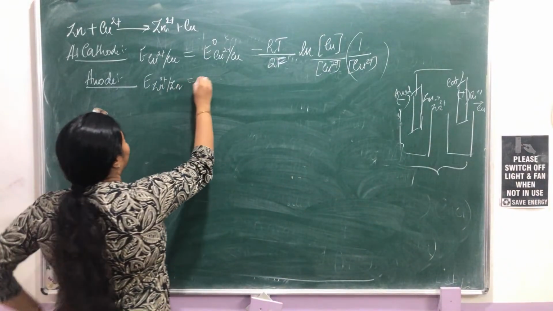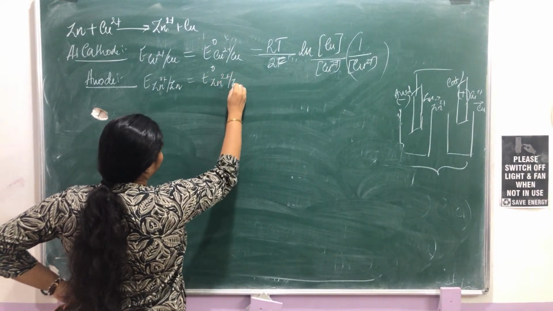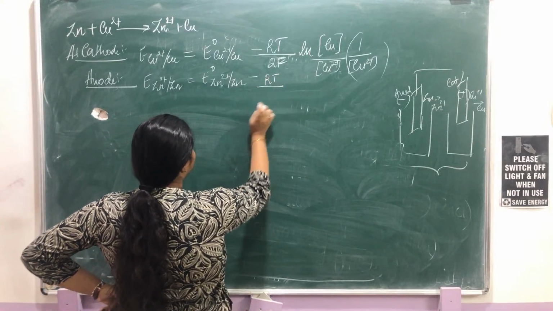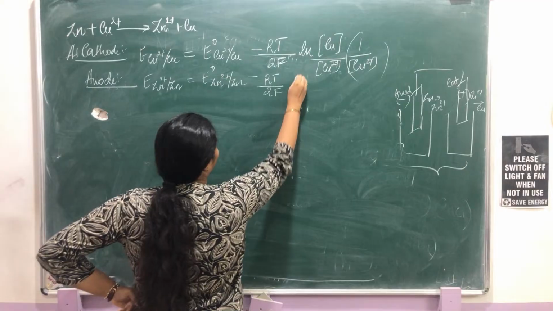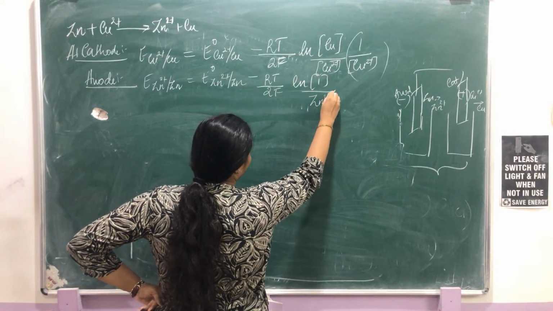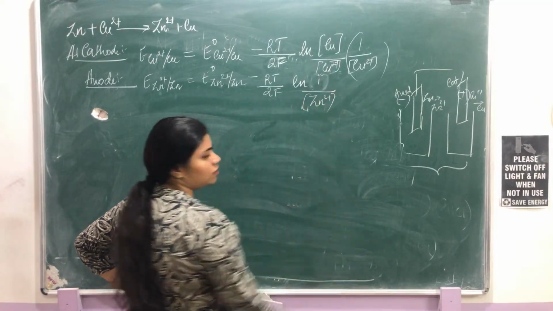So it will be E naught Zn2+ bar Zn minus RT by, what will be the value of n again? 2F ln 1 by Zn2+. I have written it directly here. I hope you understand why I wrote 1. Yes?